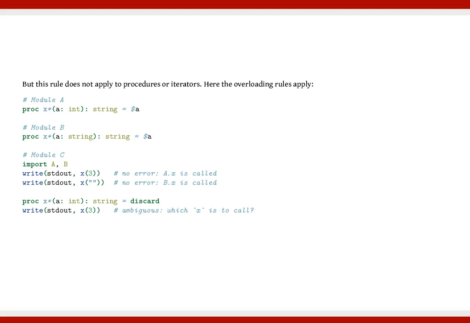But this rule does not apply to procedures or iterators. Here the overloading rules apply. # Module A: proc x*(a: int): string = $a. # Module B: proc x*(a: string): string = $a. # Module C: import A, B. write(stdout, x(3)) # no error: A.x is called. write(stdout, x("")) # no error: B.x is called. proc x*(a: int): string = discard. write(stdout, x(3)) # ambiguous: which x is to be called?